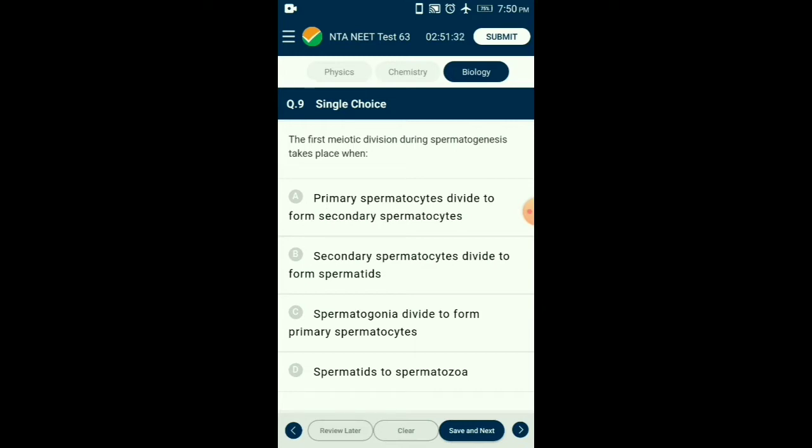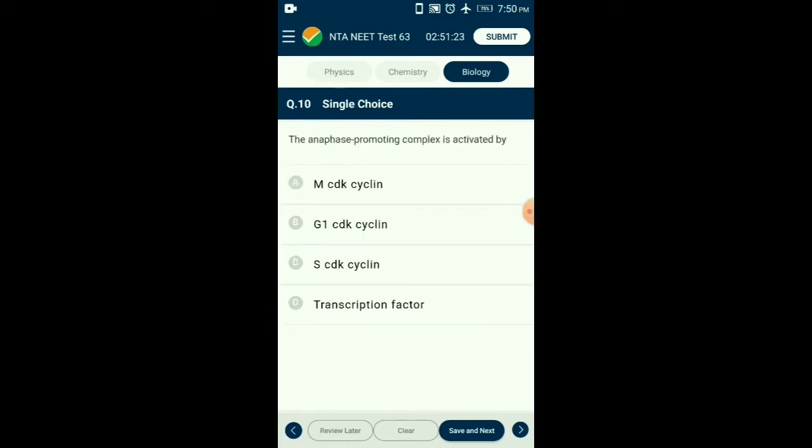So the answer for this question is option A. Primary spermatocytes divide to form secondary spermatocytes. Question number 10. The anaphase promoting complex is activated by.